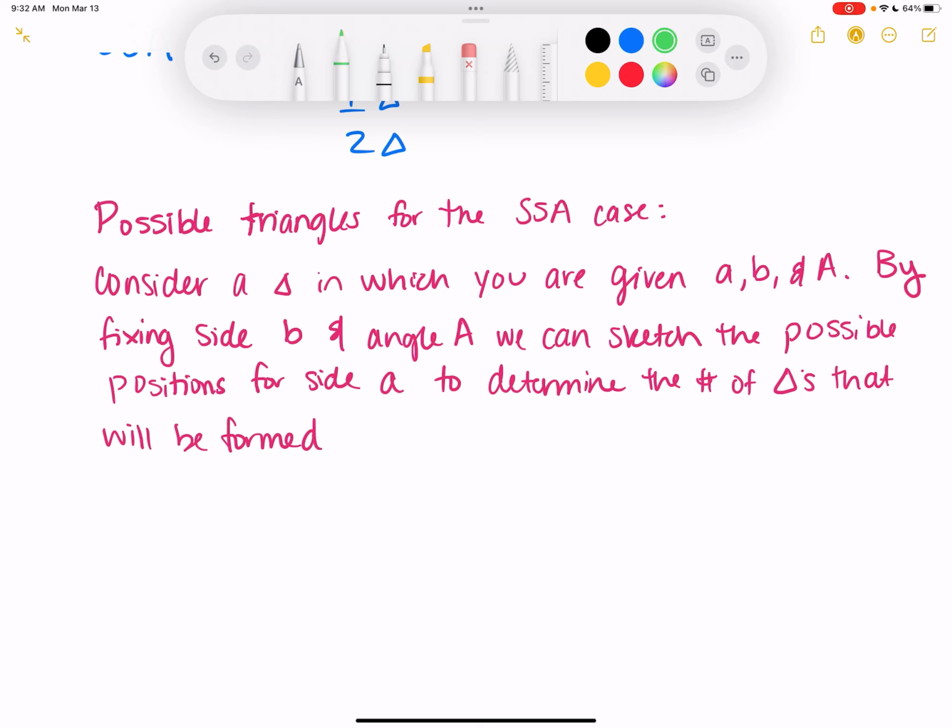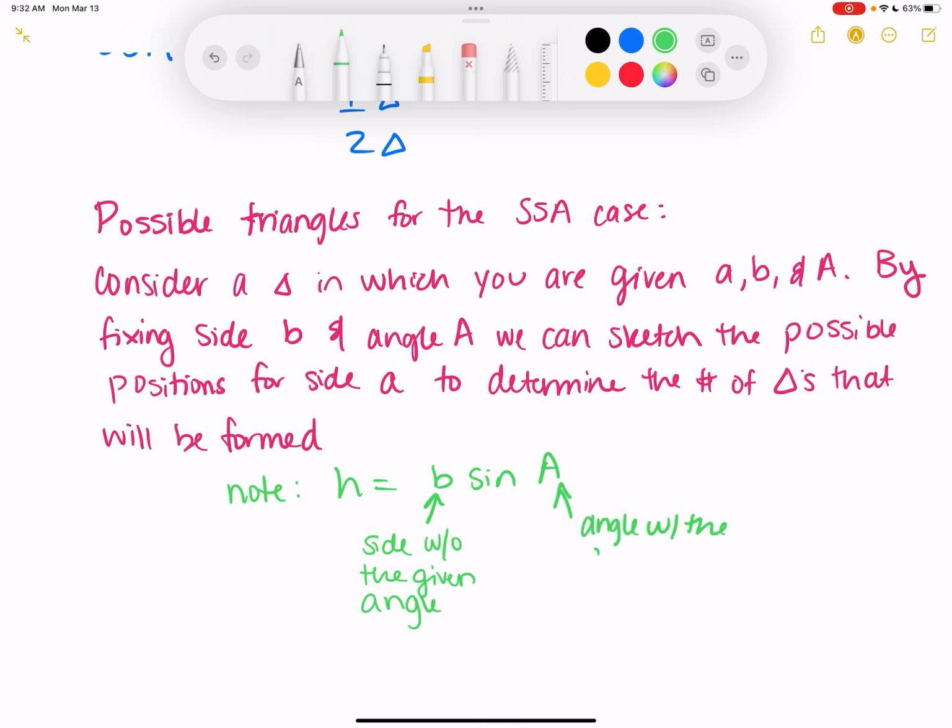So an important formula to note is the formula h is equal to b sine A. Again, this formula is with the given information that we have, but if you were given different letters, then it's going to change. So b represents the side without the given angle, the side that doesn't have an angle with it. And then the angle A is the angle with the given side, which is going to be the only angle that you're given.